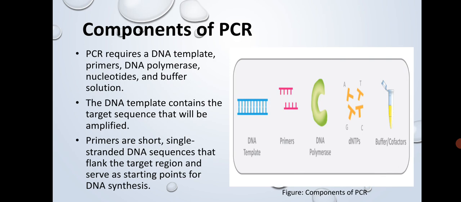Next, if we talk about the components of PCR, a PCR machine needs a DNA template, primer, DNA polymerase, nucleotides, and buffer solution to function. The DNA template includes the target sequence that will be amplified. Primers are short, single-stranded DNA sequences that flank the target region and serve as the starting point for DNA synthesis.